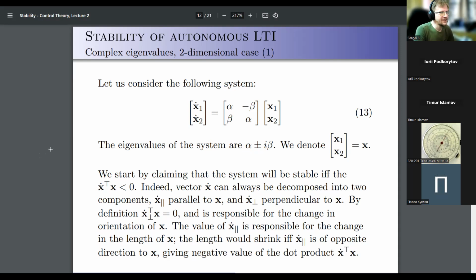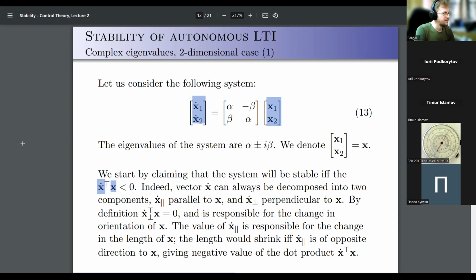Now we can make a very elaborate geometric argument here. Let me try to present it to you. I think it is convincing, but it is a little bit elaborate. So we start by making a claim that the system will be stable only if the dot product between x dot and x is negative. I claim that the dot product between this vector and this vector has to be negative. So they have to basically look in opposite directions.